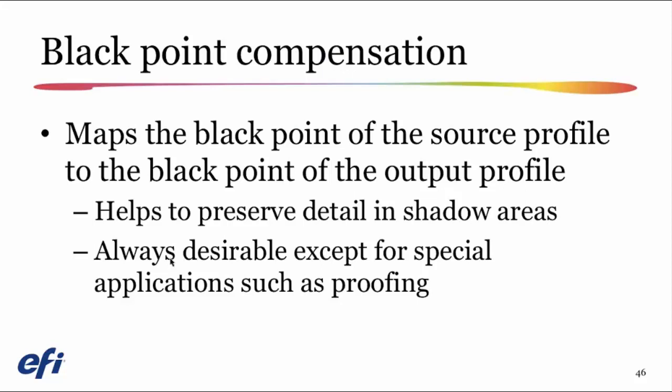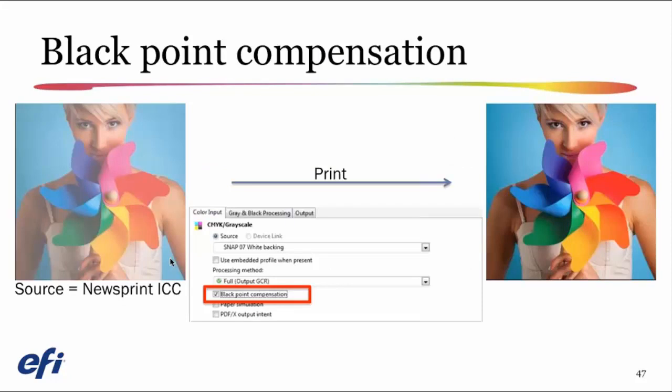So normally we leave black point compensation always enabled. This gives us not only the best detail in the shadow areas, but also gives us the best contrast. So if we look at a kind of unusual example here, the image on the left has a source ICC space defining it as newsprint. So this is a very washed out appearance such as we might see in the newspaper. If I print this with black point compensation enabled on the Fiery DFE, I'm going to get a fantastic reproduction as you see on the right.